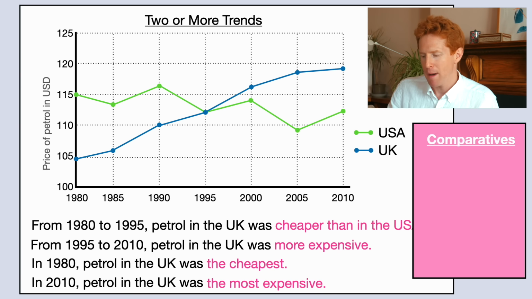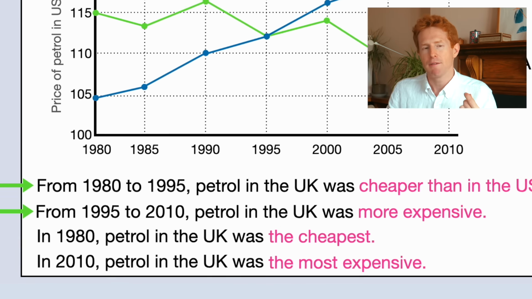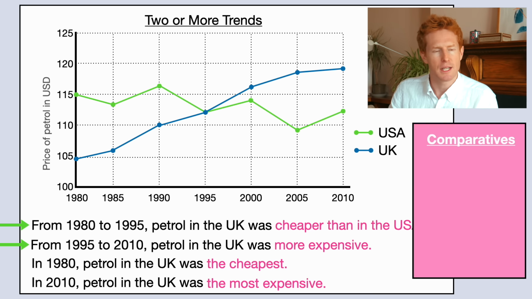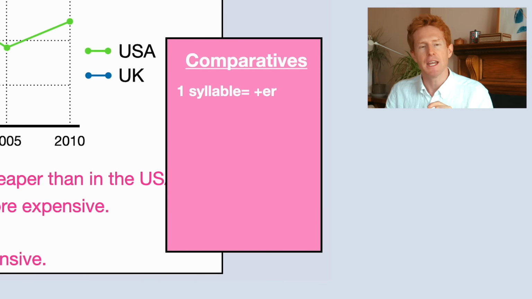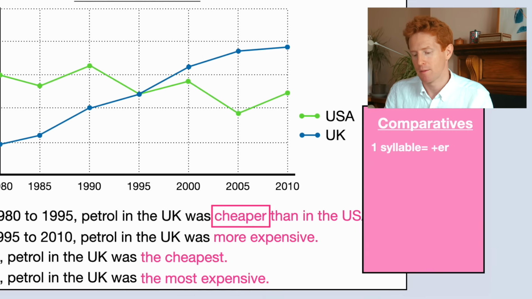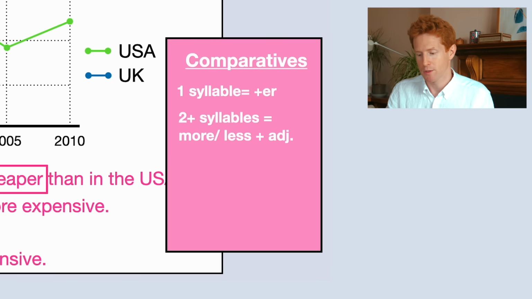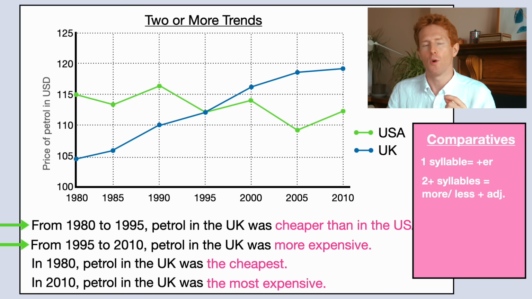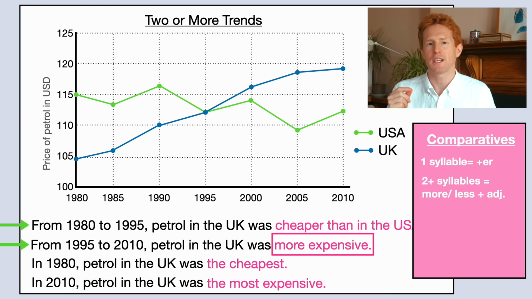So if we've got comparatives, and if the adjective, for example, in the first two sentences, has one syllable, so cheap, one syllable, then we're just going to add ER. So was cheaper. Cheap, one syllable, cheaper. If we have two or more syllables, then we add more or less and then the adjective. So expensive, 3 syllables. So we're not going to say expensiver, that just sounds awkward. We're going to say was more expensive.